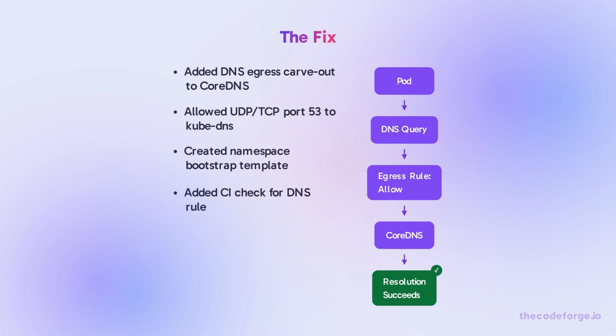The fix was to add an egress rule allowing traffic to kube-system/kube-dns on UDP and TCP port 53. We also created a namespace bootstrap template that always includes the DNS carve-out, and added a CI check that validates every network policy with egress in policy types has at least one egress rule targeting DNS.